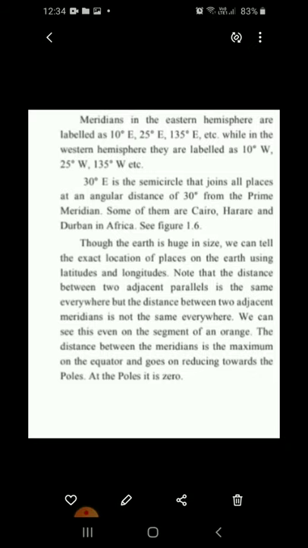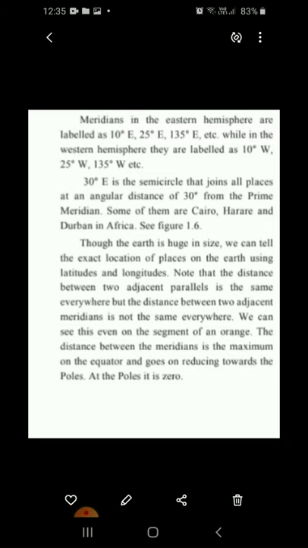Note that the distance between two adjacent parallels is the same everywhere, but the distance between two adjacent meridians is not the same everywhere. Remember the video of the orange where I showed you the segment: the central part of the segment is broad and the terminal part is narrow. In the same way, longitudes near the equator are broad. The distance between adjacent longitudes near the equator is broad, but towards the pole it goes on decreasing. The distance between the meridians is maximum at the equator and it goes on reducing towards the pole. At the pole it is zero.